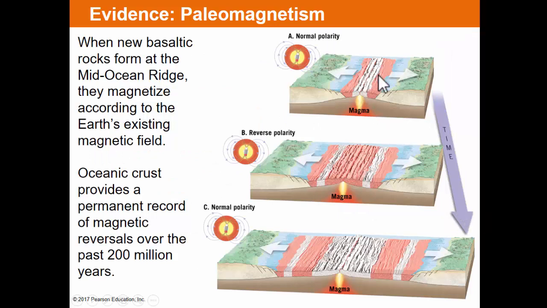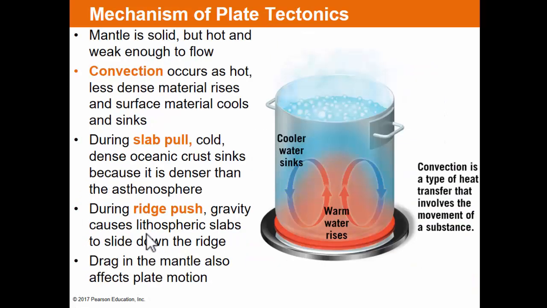And again, here is your young rift valley with a narrow sea, maybe like the Red Sea, where you have normal polarity right at the oceanic ridge, and then reverse polarity. And then as this whole process continues through deep geologic time, the ocean basin gets wider and wider, and you have these stripes of reverse and normal polarity. When the new basaltic rocks form, they magnetize according to the existing magnetic field. And so the ocean crust provides this permanent record of magnetic reversals over about 200 million years, because remember, the oceanic crust is only about 200 million years old. And so that paleomagnetism really was the last nail to lock down this concept of plate tectonics.